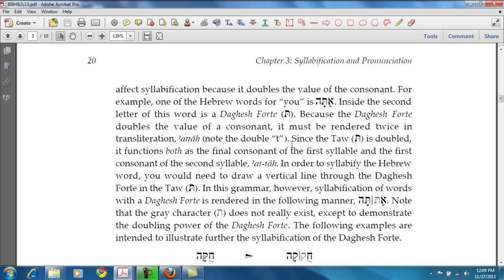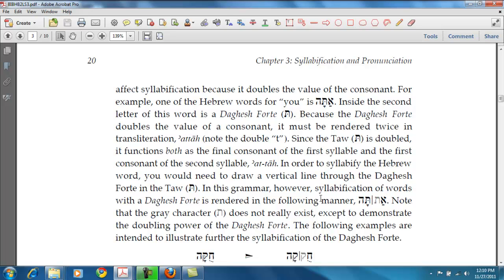Since the tav is doubled, it functions both as the final consonant of the first syllable and the first consonant of the second syllable. So the first syllable closes off with at, and the second syllable begins with the tav and gives us the ta. So in order to solidify the Hebrew word, you'll need to draw a vertical line through the Dagesh forte.